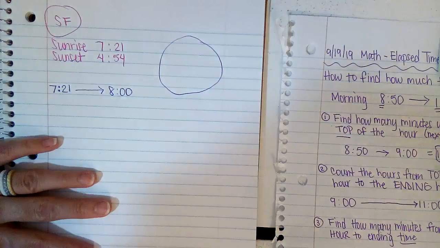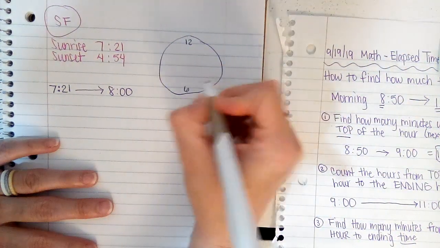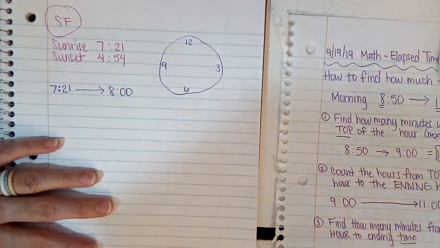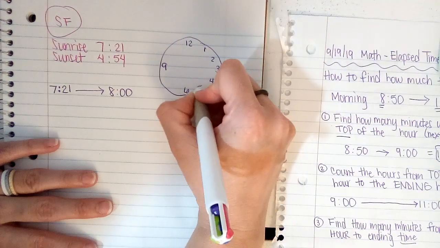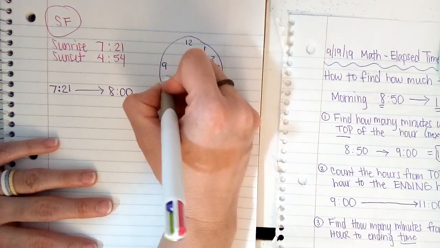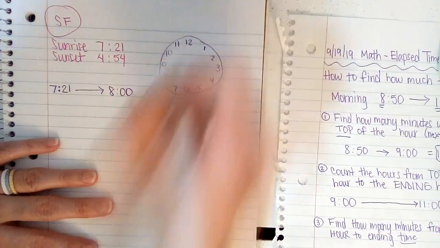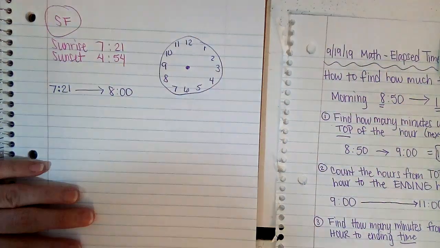And if you want to draw along with me, put your 12 at the top of your circle, 6 at the bottom, 3 at the right, 9 at the left, and then you can just plug in your numbers. 1, 2, 4, 5, 6, 7, 8, 9, 10, 11, and back to 12. So here's the center of our clock.